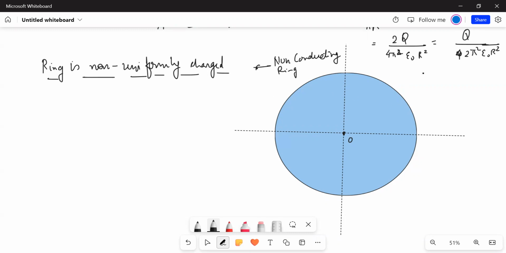And the form of the distribution is simply lambda is equal to lambda naught cos phi, where the angle is referred from the x-axis. Let's say this is phi. This is your x-axis, this is your y-axis. The linear charge density on this ring is given by lambda is equal to lambda naught cos phi. First, I'll do the difficult cases later on.